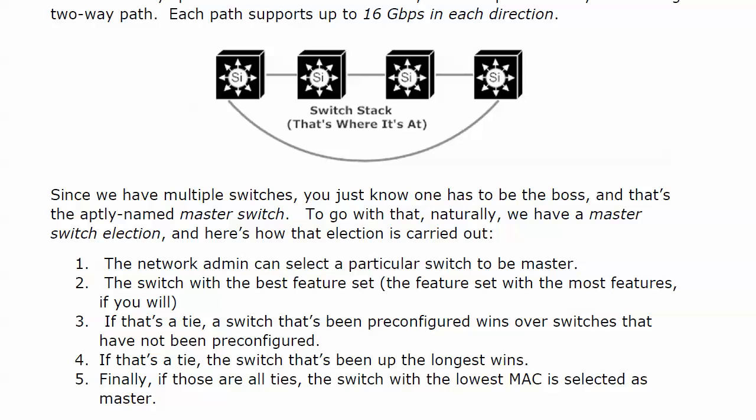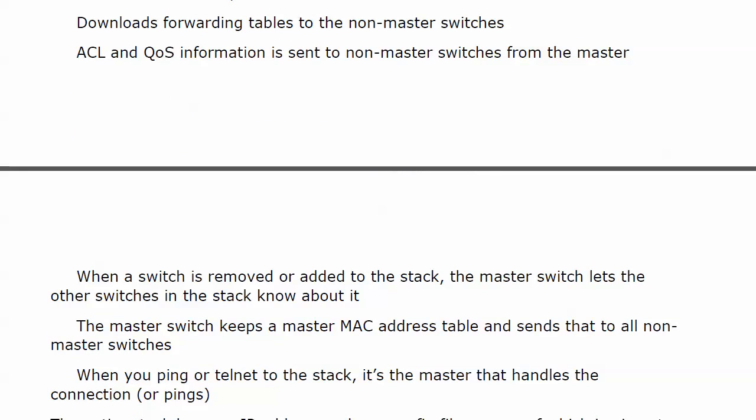Fair enough. If there's somehow a tie there, you know the MAC address has to get involved in any selection process, right? If they all have the same feature set, if they've all been pre-configured or not pre-configured, and you have a tie as to who's been up the longest, finally the switch with the lowest MAC is selected as the master. This is an important decision because the master switch has quite a workload.